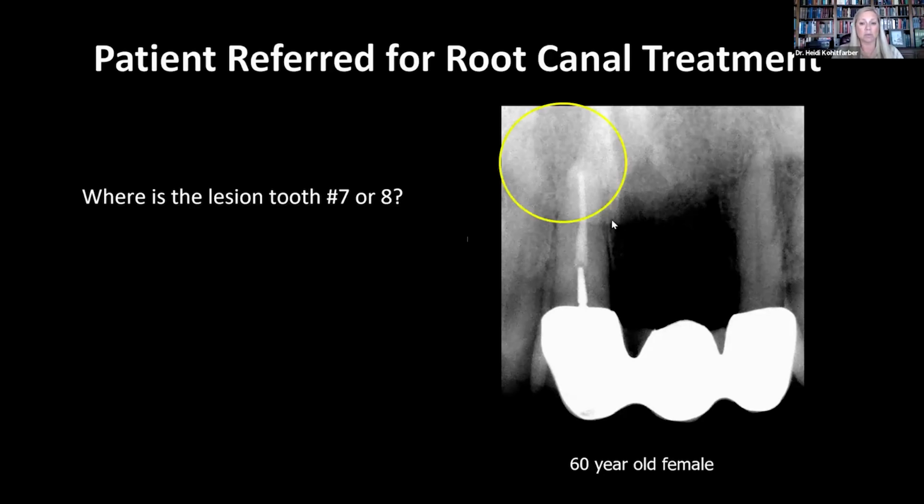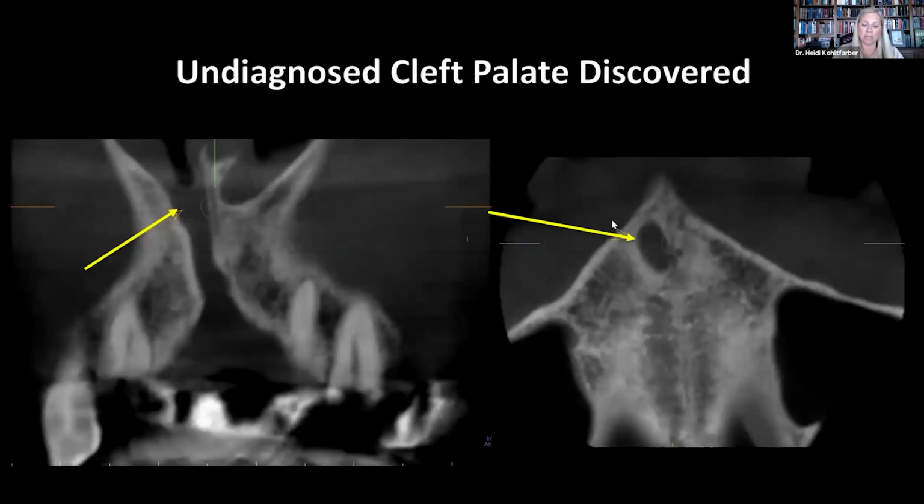This was a case in which endo was not sure whether they needed to treat tooth number 7 or number 8. This was the area they were looking at. This is a 60-year-old female. And in our CBCT, we can see we have a large undiagnosed cleft palate. We have this large bony defect. That's what's being projected across in that 2D. So that's what they were seeing in the 2D. So they went ahead, sent it back, said she has an undiagnosed cleft palate. She doesn't need to have endodontic treatment.